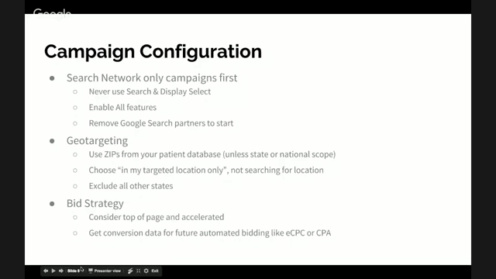From a bid strategy standpoint, I highly recommend considering top-of-page bidding and using the accelerated budgeting process. What this will do is get conversion data into your account as quickly as possible, so that you can turn on automated bidding features like enhanced CPC or cost per acquisition.